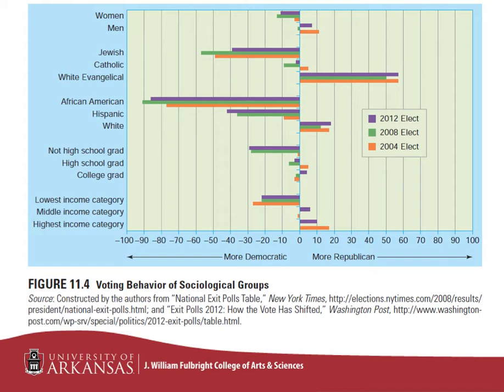So when we look at figure 11.4, we see that the voting behavior of these different sociological groups can be seen with their partisanship in the 2004, 2008, and 2012 elections. So we see that African Americans and Hispanics tend to vote more Democratic as opposed to white people, whereas evangelicals are more likely to vote Republican, as are those in the highest income categories. So we see that this is still a very important approach to understanding voting behavior.